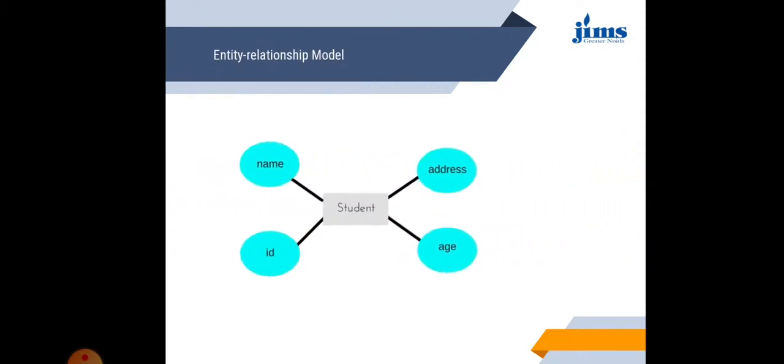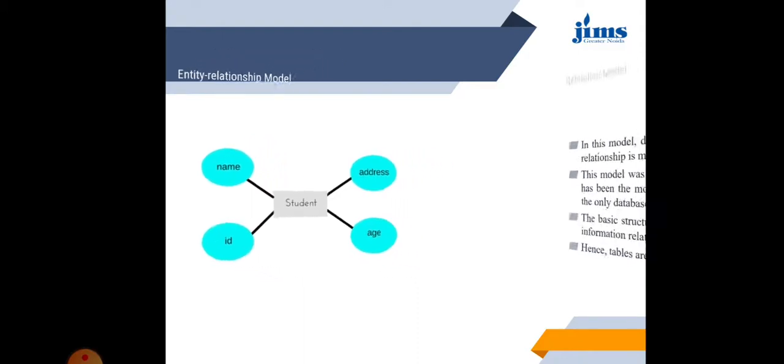So the diagram shows that student is the entity. The student entity has the attributes name, id, address, age. So the entity is connected with the attributes. So there will be a relationship between student and name. Student name is there, student address is there, student id is there, student age is there. So that is known as the entity relationship model.